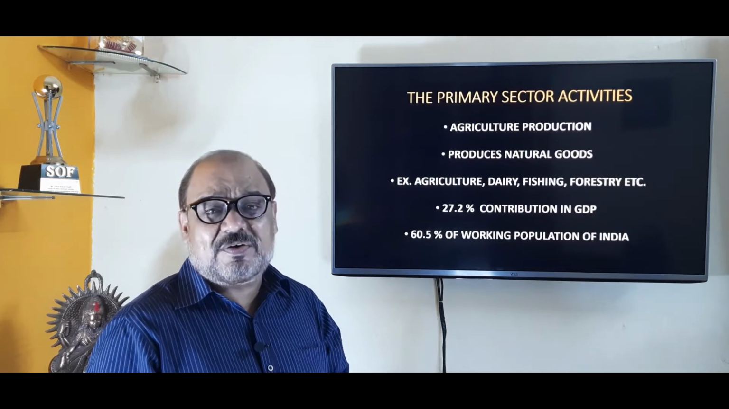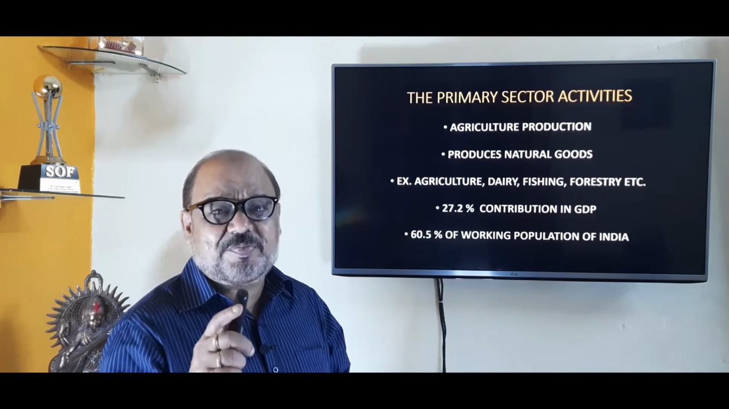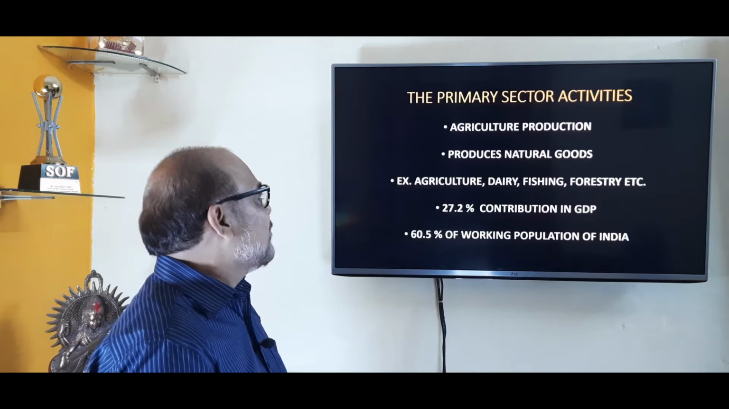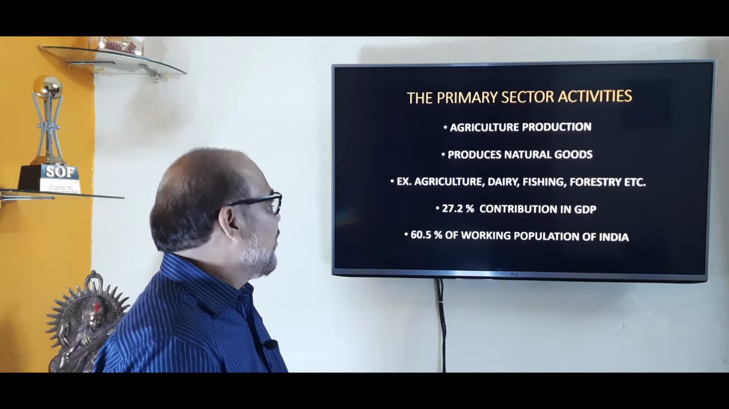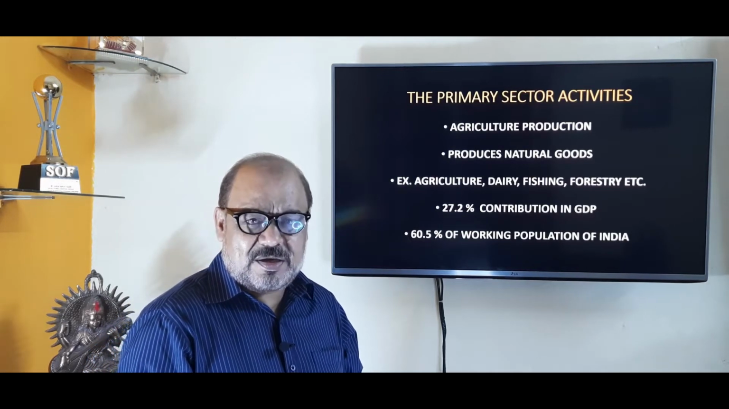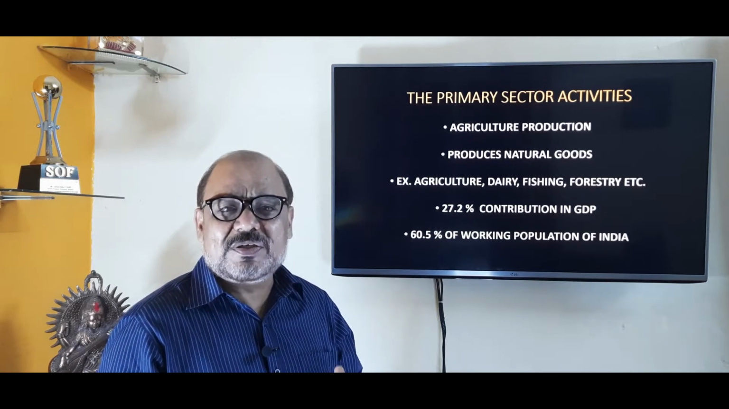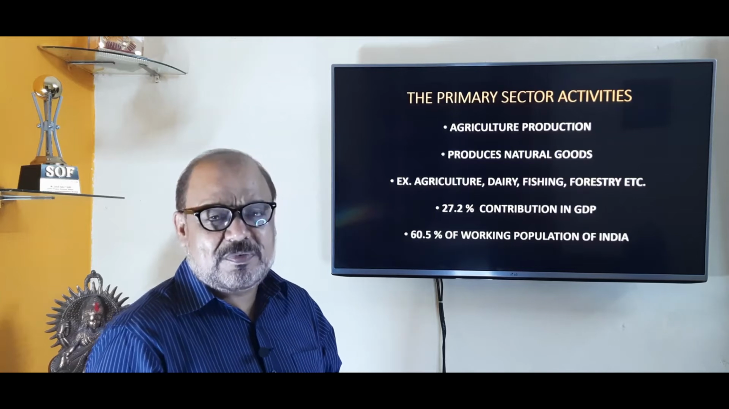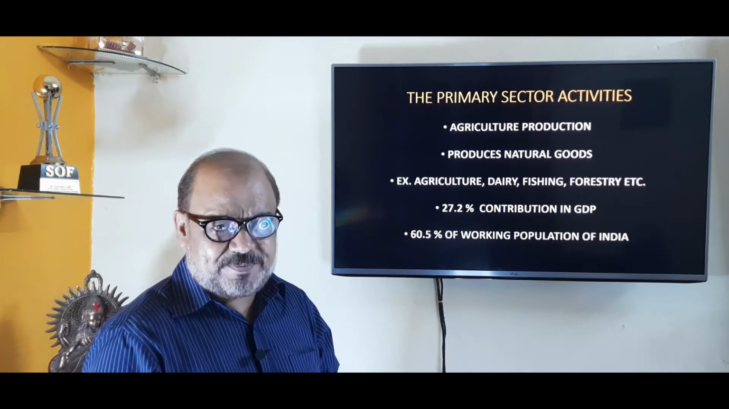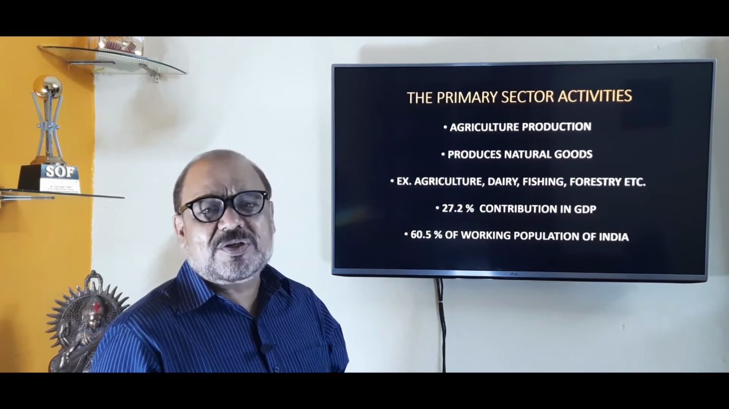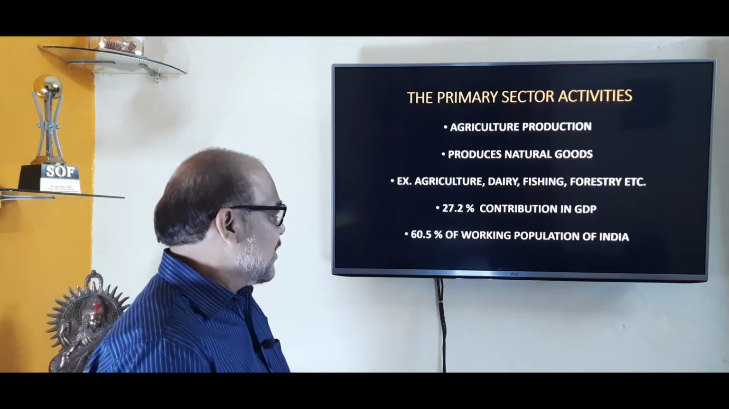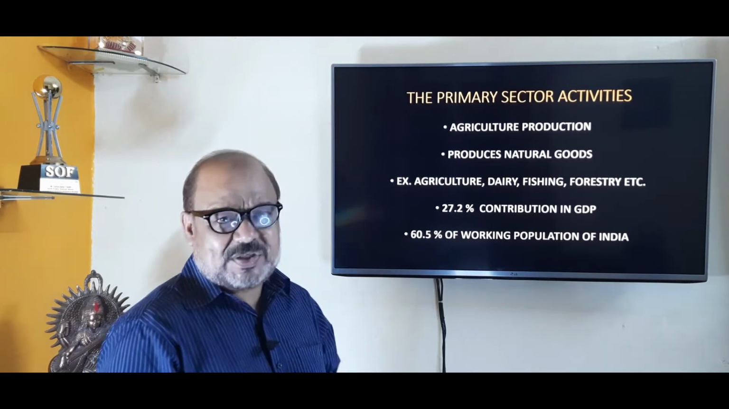The first sector of economic activity is the primary sector activity. Agriculture production comes under the primary sector activity. Why? Because it produces natural goods. Agriculture produces goods in their natural form, and that is why this is called the primary sector activity. It is also called the production sector activity. The examples are agriculture, dairy, fishing, forestry, etc.